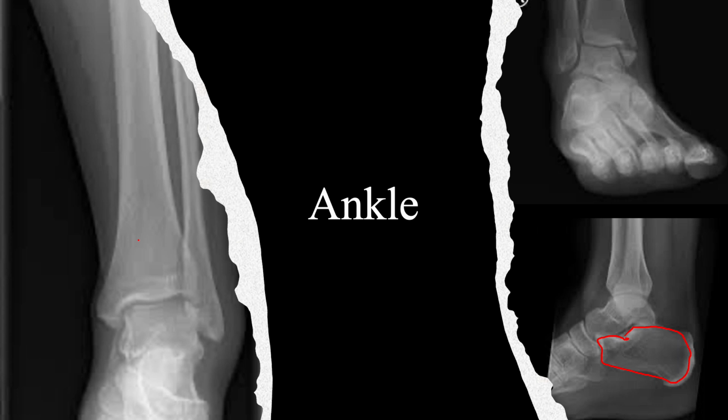And you want to look at Boehler's angle. I'm not going to worry too much about that. That's something else that you can look at though. And then on this view, the lateral view, you want to look at the base of the fifth metatarsal bone for any fractures, because those can get avulsed. So that would be back here. You want to make sure there's no fractures there.